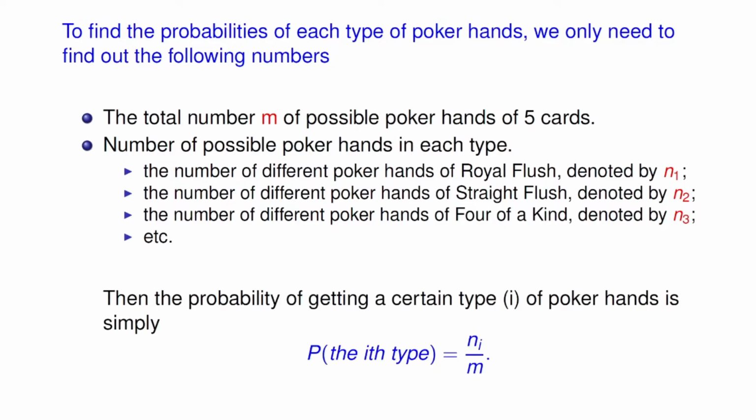Then the probability of getting a certain type i of poker hand is simply the probability for the i-th type equals Ni over M. Now if we can find these numbers M and Ni, then all these probabilities can be found, and we can compare their probabilities, and then we will understand why the poker hands are ranked this way.